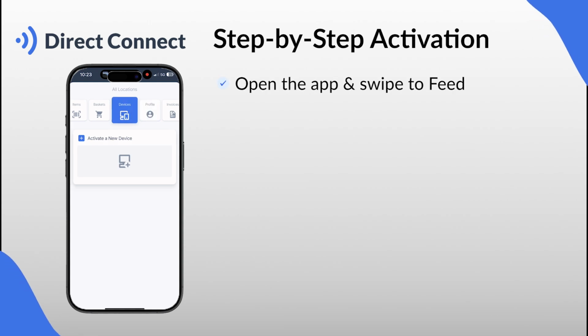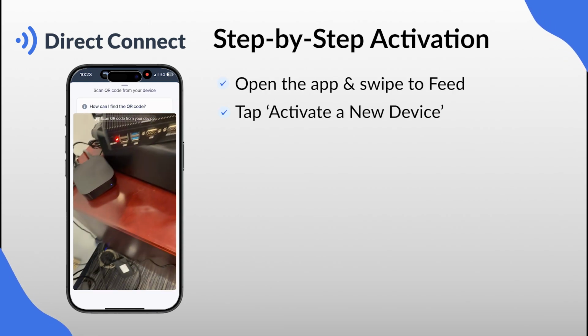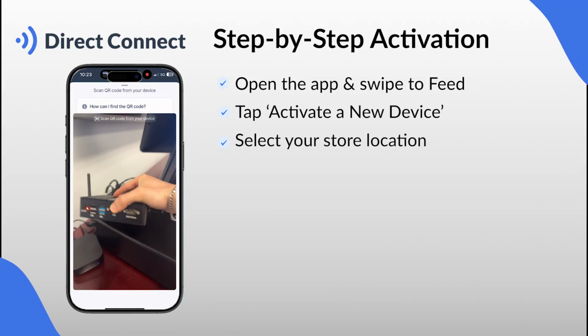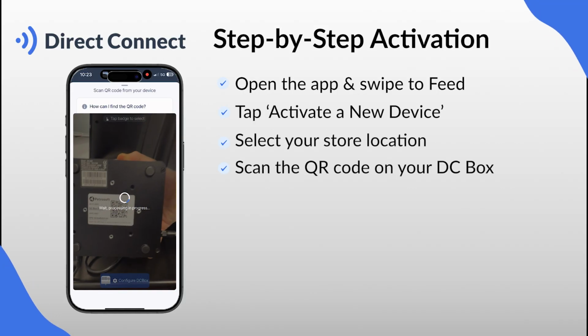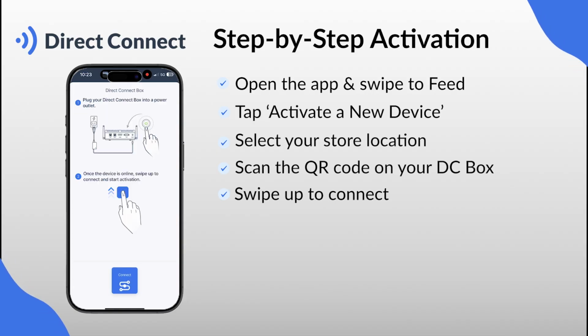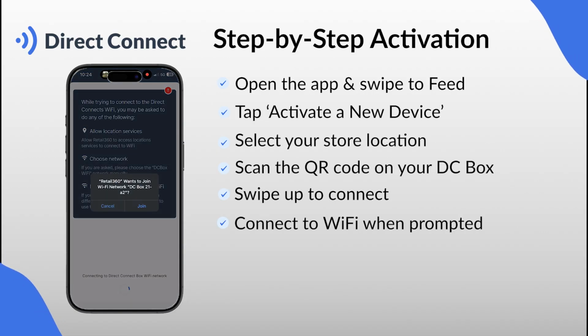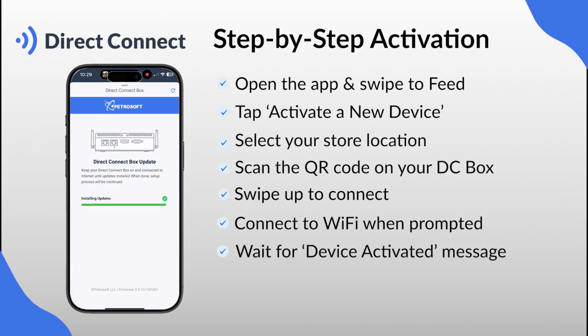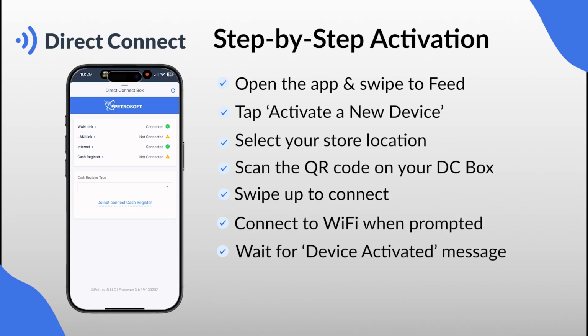Open the app and go to Feed. Tap Activate a new device. Select your store location. Scan the QR code on your DC box. Swipe up to connect. Connect to Wi-Fi when prompted. Wait for the green Device Activated message. Final step: confirm in the customer portal.